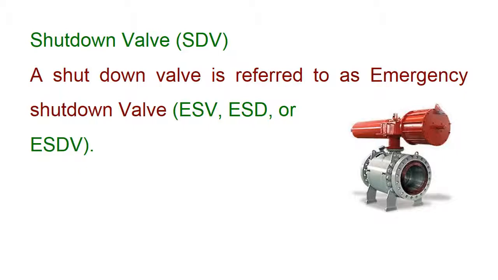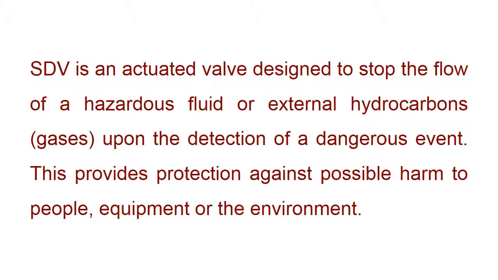Shutdown valve, SDV. A shutdown valve is referred to as emergency shutdown valve, ESV, ESD, or ESDV. An SDV is an actuated valve designed to stop the flow of a hazardous fluid, or external hydrocarbons or gases, upon the detection of a dangerous event. This provides protection against possible harm to people, equipment, or the environment.